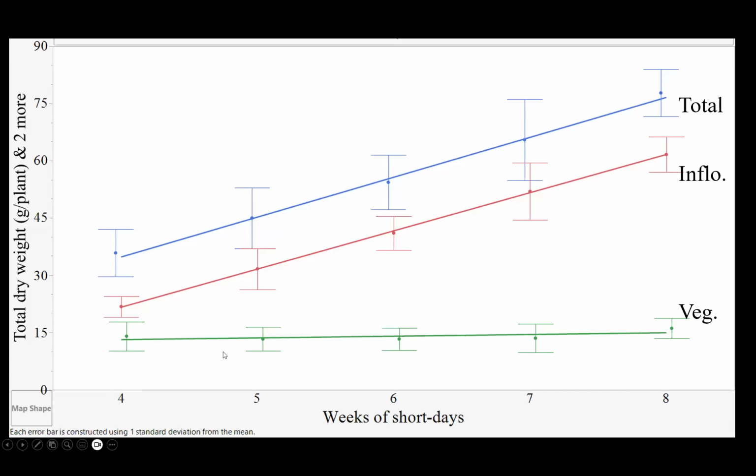This is the total mass here, but actually the mass is measured on the y-axis, and you see total is the blue, vegetative is the green, and inflorescence is the red. So basically the blue is the green plus the red, the inflorescence plus the vegetative. And what is really quite clear, it stands out here, is that once we've hit week 4, there's not a significant increase in the vegetative growth of that plant. All the mass that accumulates from week 4 onward is in the inflorescence. And so that actually is pretty interesting.